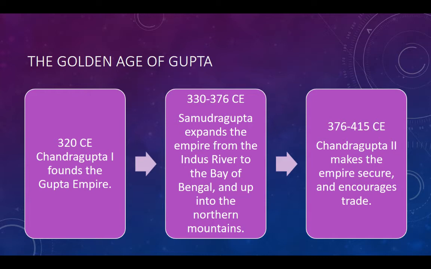Then from 330 to 376 CE, Samudragupta will expand the empire from the Indus River to the Bay of Bengal and up into the northern mountains. Then his son will take over in 376 and rule until 415 CE. Chandragupta II makes the empire secure and encourages trading. So he was able to put a stop to invading groups and solidify his rule throughout what will become India.